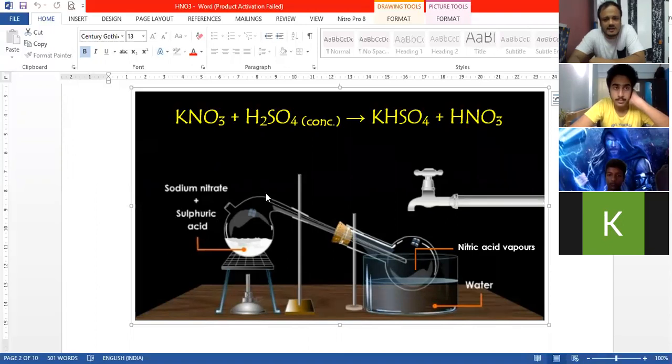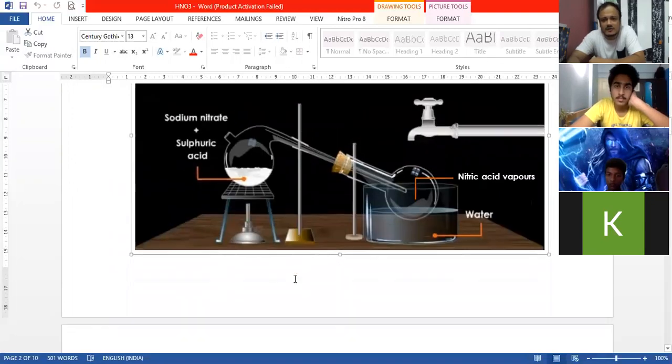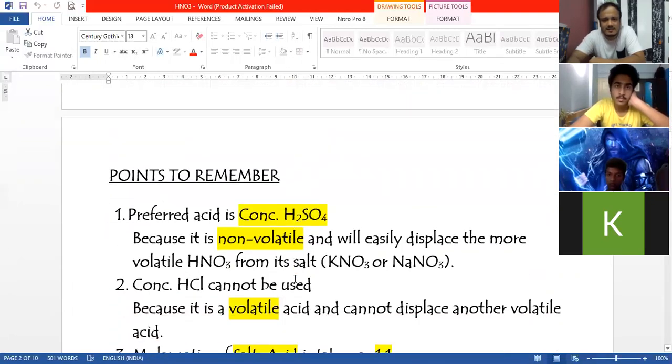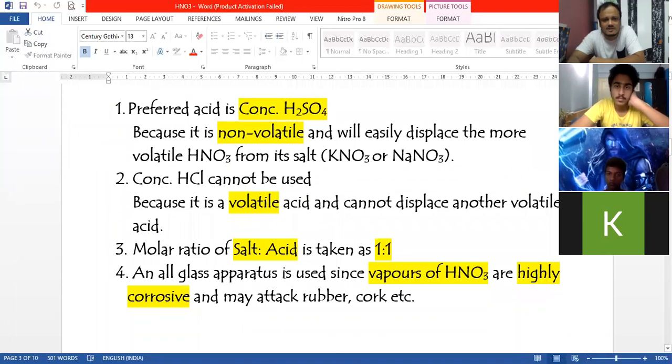Okay, so that was the setup for laboratory preparation of nitric acid, right? Now, we will go into detail about it, the same way we did for NH3, HCl and all, everything in detail. So the first point is the preferred acid.